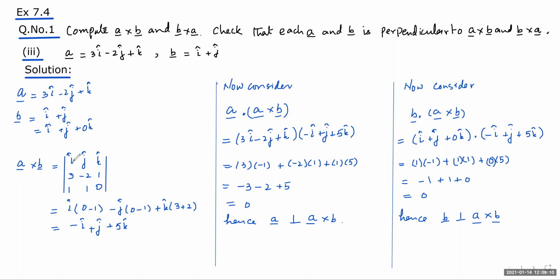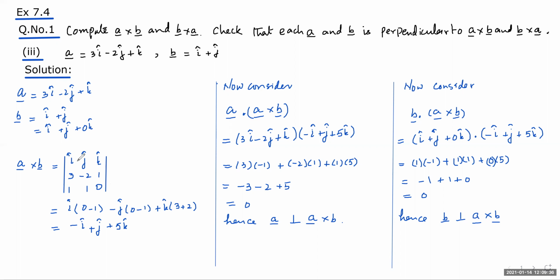Now A cross B is simply equal to the determinant whose first row is i, j, k. In the second row, we write the coefficients of vector A, that is 3, minus 2 and 1. And in the third row, we write the coefficients of vector B, that is 1, 1 and 0.